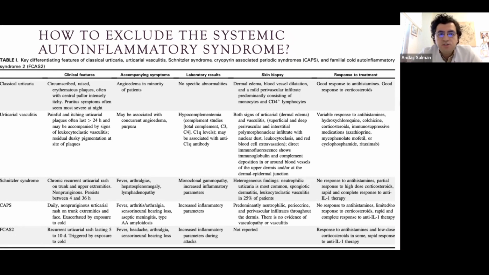And in addition to those, for example, in Schnitzler syndrome, we can expect to see a monoclonal gammopathy, mostly with an IgM spike. And for example, in CAPS syndrome, the urticarial lesions are usually exacerbated by exposure to cold. And also we can expect some sensorineural hearing loss, aseptic meningitis, and amyloidosis can also be seen in CAPS syndromes. And also sometimes histopathology may be suggestive of these conditions.